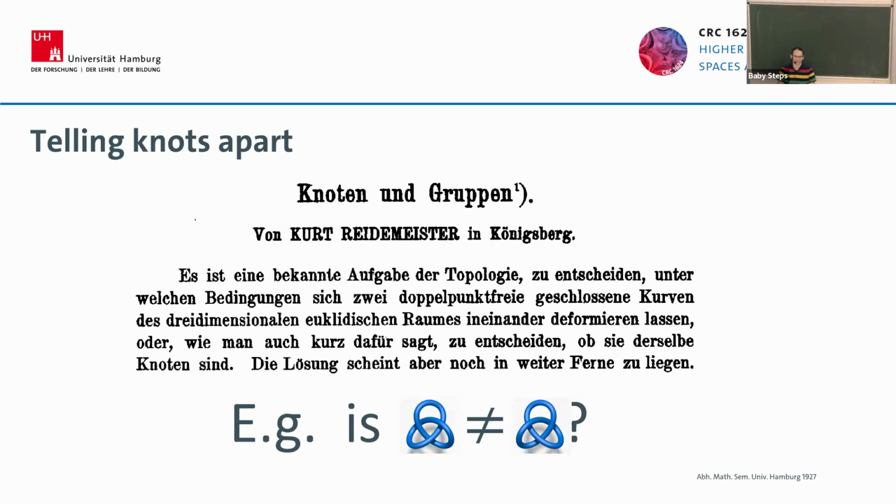Can I find a sequence of moves, or can I find an ambient isotopy that converts one to the other? Do you see the difference? Okay, I see nodding. Excellent. So Reidemeister's theorem gives us a possible strategy to prove that two such embeddings represent different knots. Say we're convinced that they shouldn't be the same. How are we going to prove this?